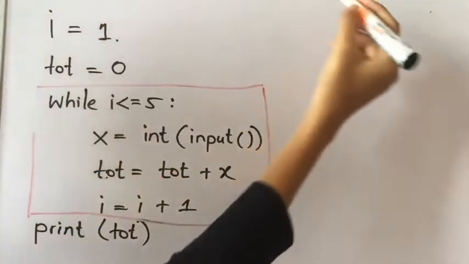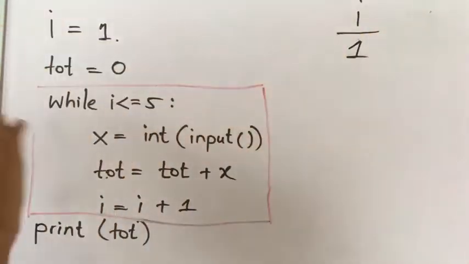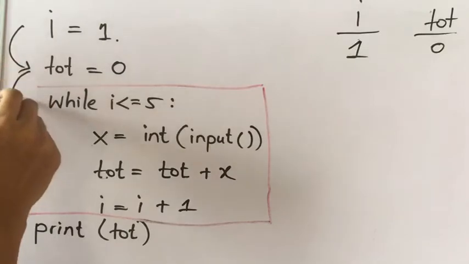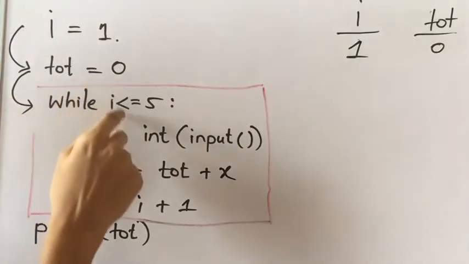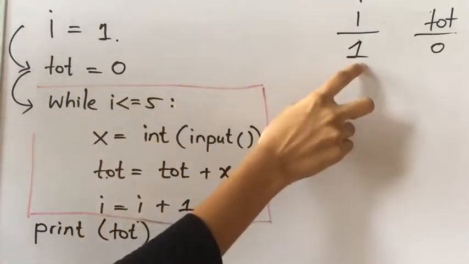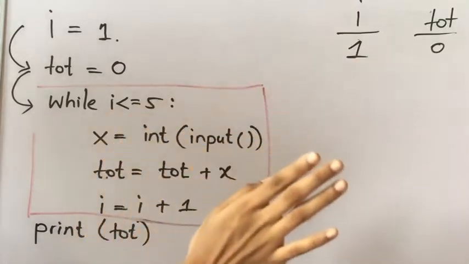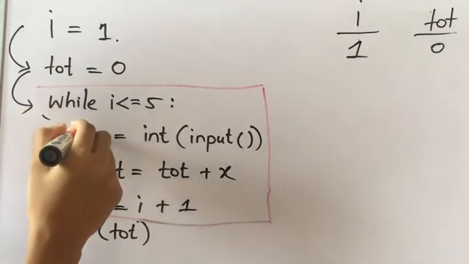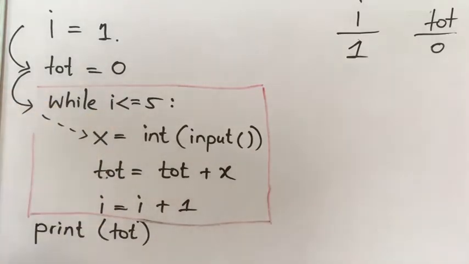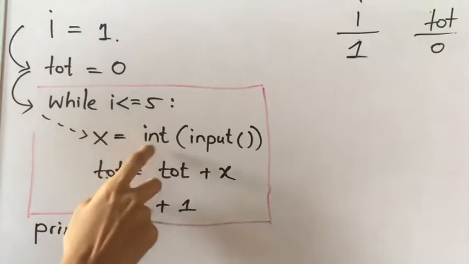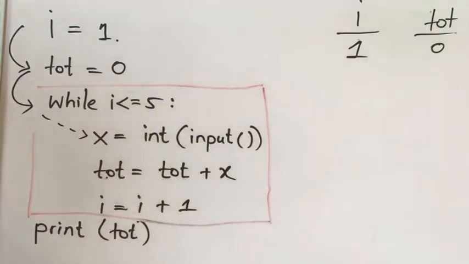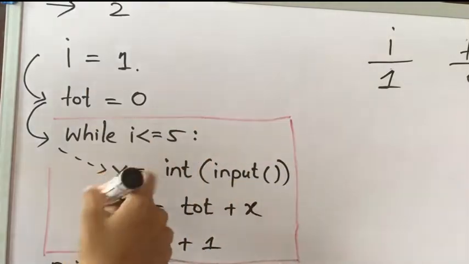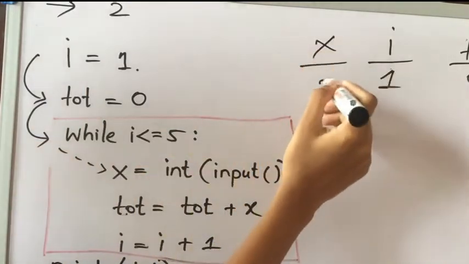I equals 1. I has the value 1. Tot equals 0. It has 0. Finish this and this here. While I is less than or equal to 5. 1 is less than or equal to 5, so yeah, now we can go into the block. This condition is true now, so we can go in. X equals int input. Here the user has to give some value. For example, I'm going to give the value 2. Okay, X will now have the value 2.